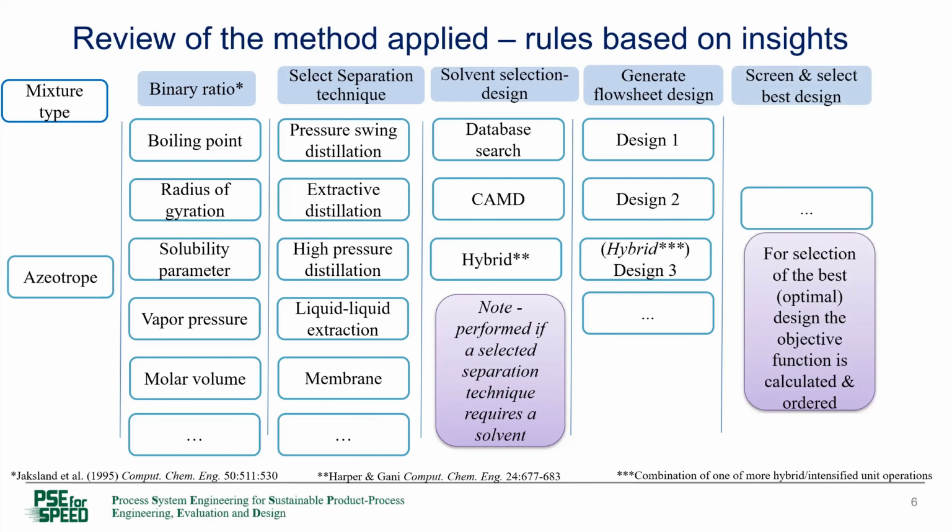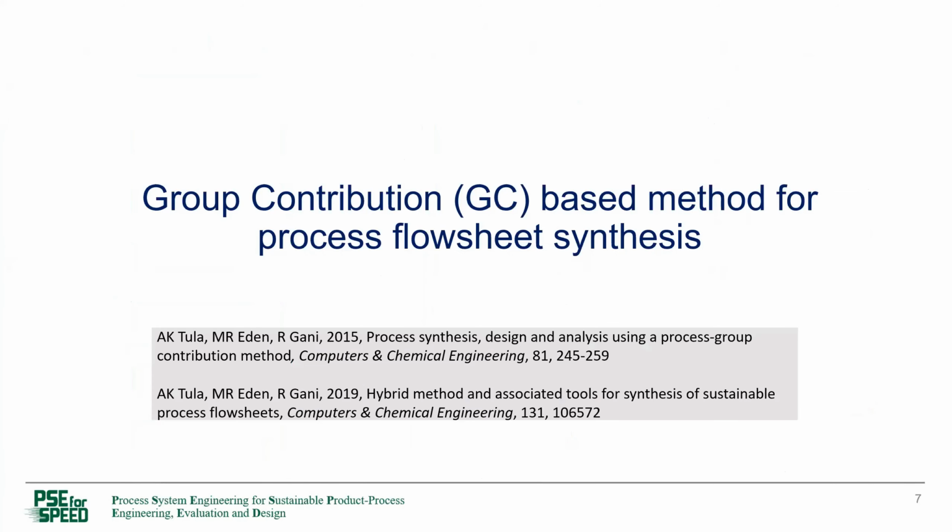And then we need to generate all the flow sheets and then screen them according to objective function and performance criteria. So now we come to the group contribution method. And I will explain the theory for group contribution method and how this can be applied to flow sheet synthesis.